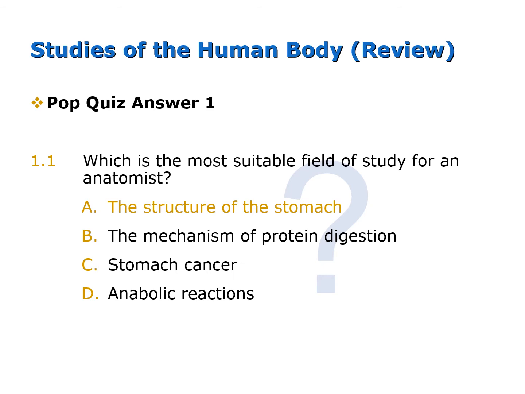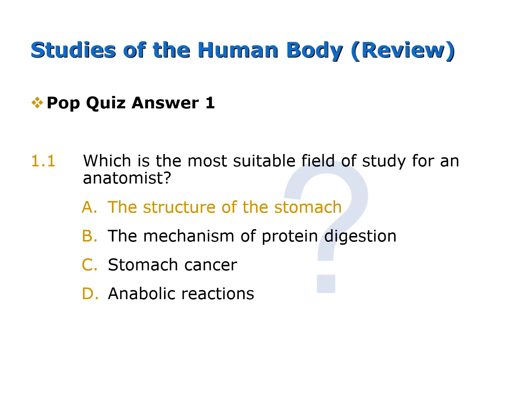The answer is: the most suitable field of study for an anatomist is the structure of the stomach. Option A. Option B, the mechanism of protein digestion, cannot be an option because this is a mechanism. It's not a structure. Again, anatomy is dealing with structure and not with function. Physiology will deal with the function. B relates to the function.